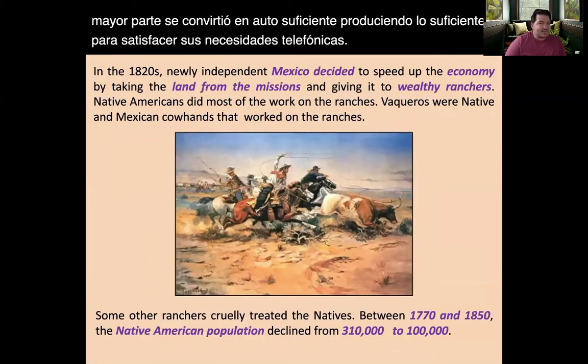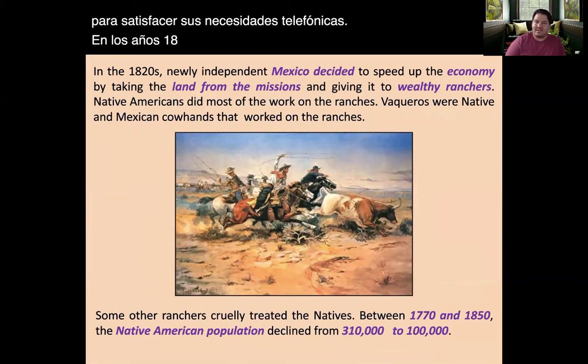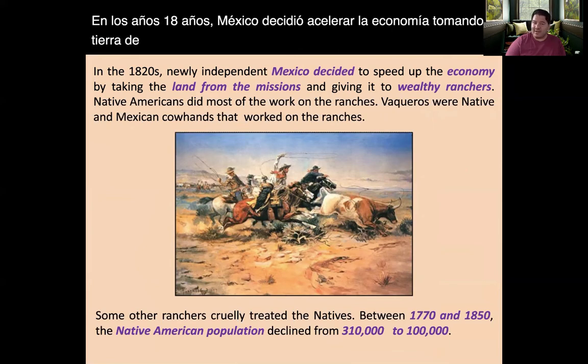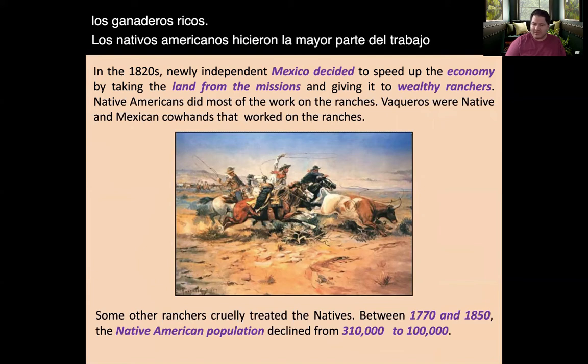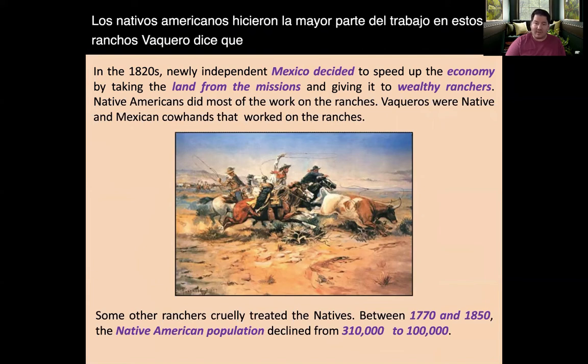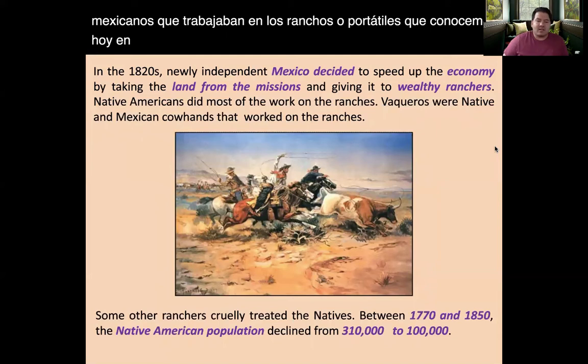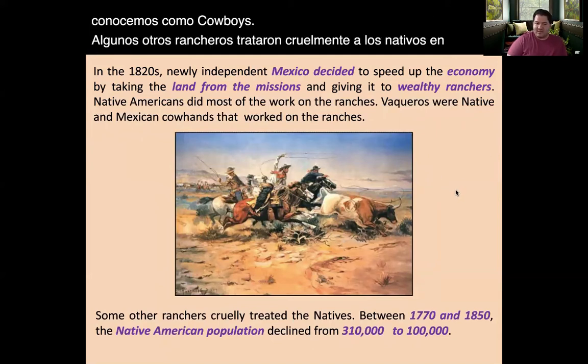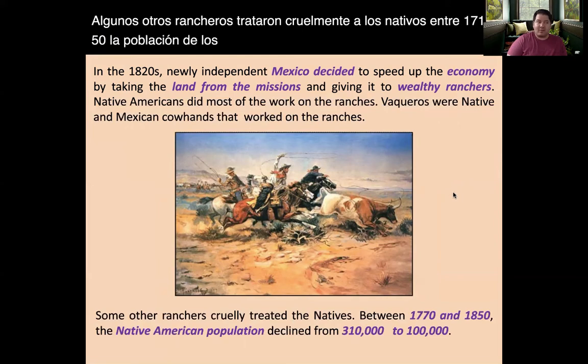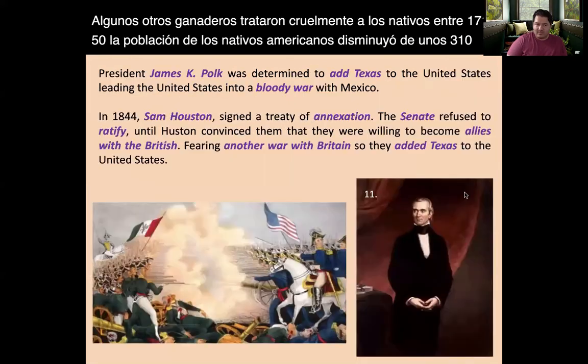In the 1820s, newly independent Mexico decided to speed up the economy by taking land from the missions and giving it to wealthy ranchers. Native Americans did most of the work on these ranches. Vaqueros, as they would become known, were native and Mexican cowhands that worked on the ranches, what we would know today as cowboys. Some other ranchers cruelly treated the natives, and between 1700 and 1850, the Native American population declined from an estimated 310,000 to less than 100,000 individuals.